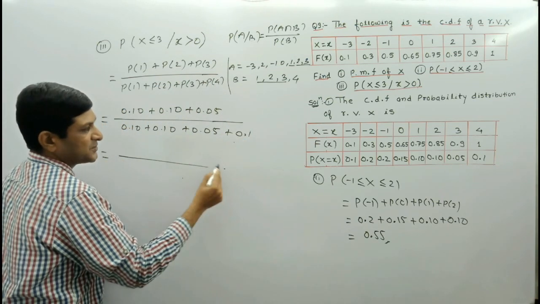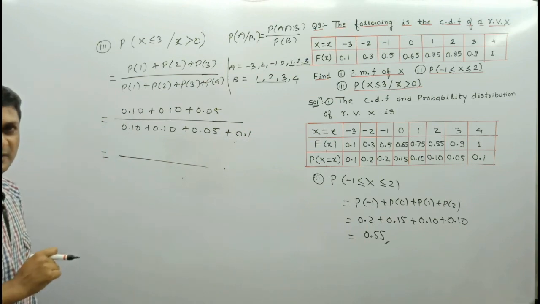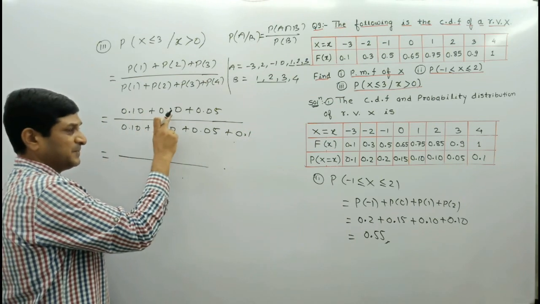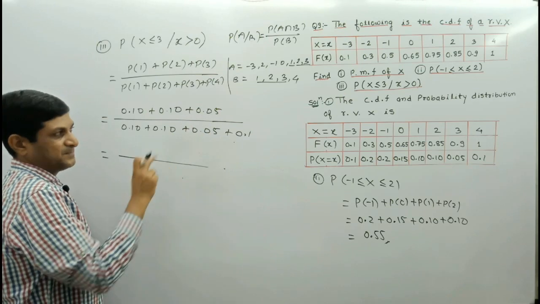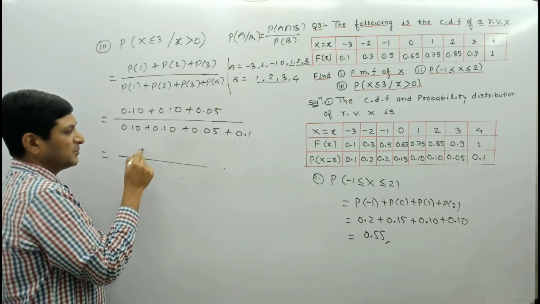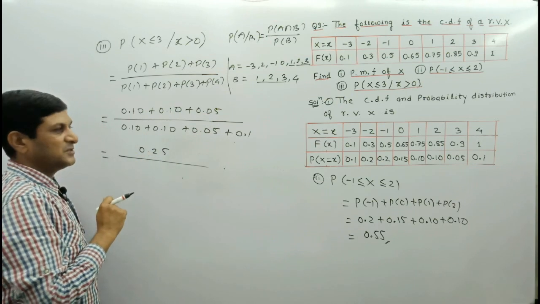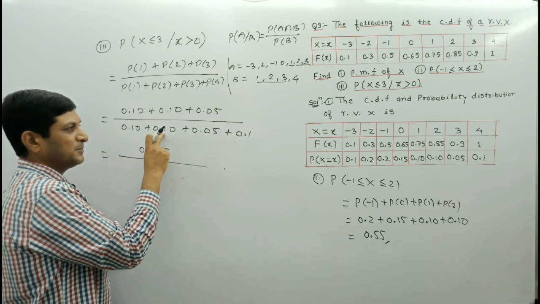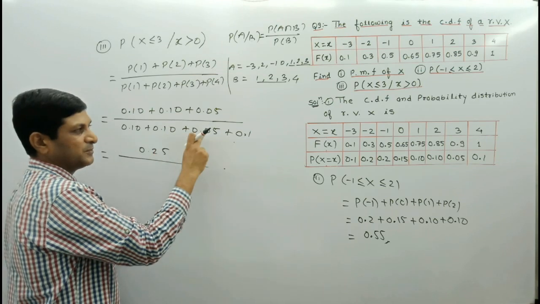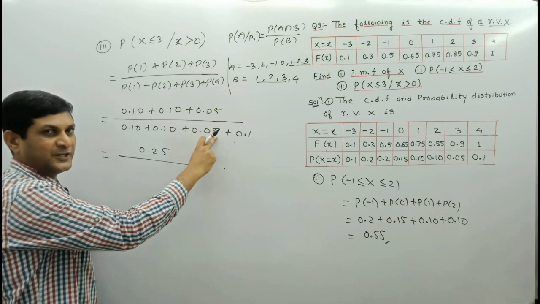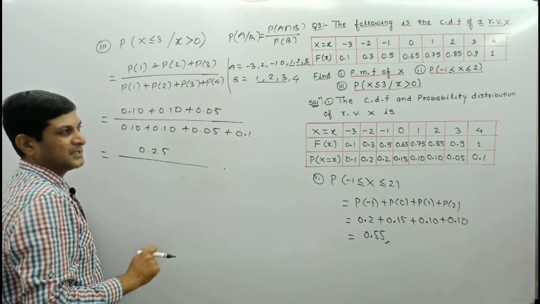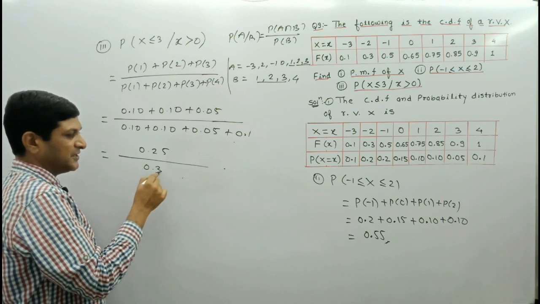Now first take the addition of all the numbers in the numerator. So 0.10 plus 0.10 plus 0.05 will be equal to 0.25. And in the denominator, see what we are getting. 0.10 plus 0.10 is 0.20, plus 0.05 means 0.25, plus 0.1 means 0.35.